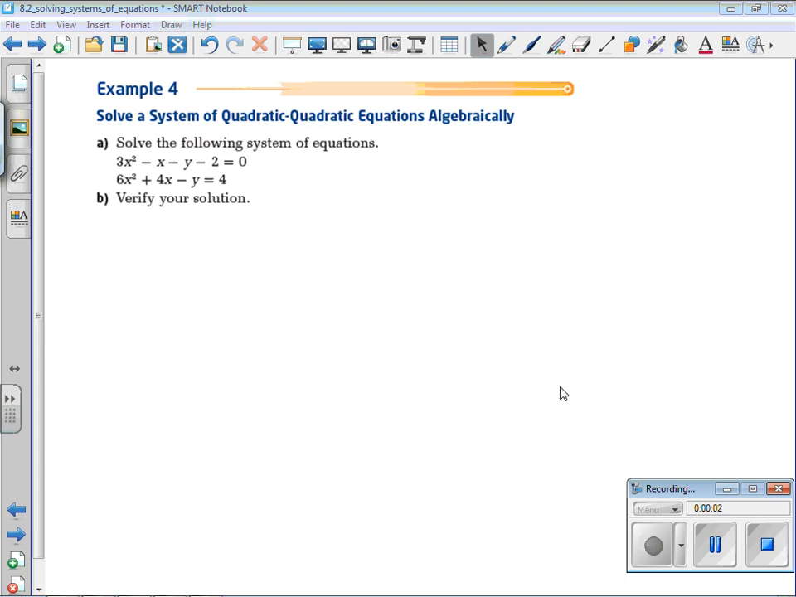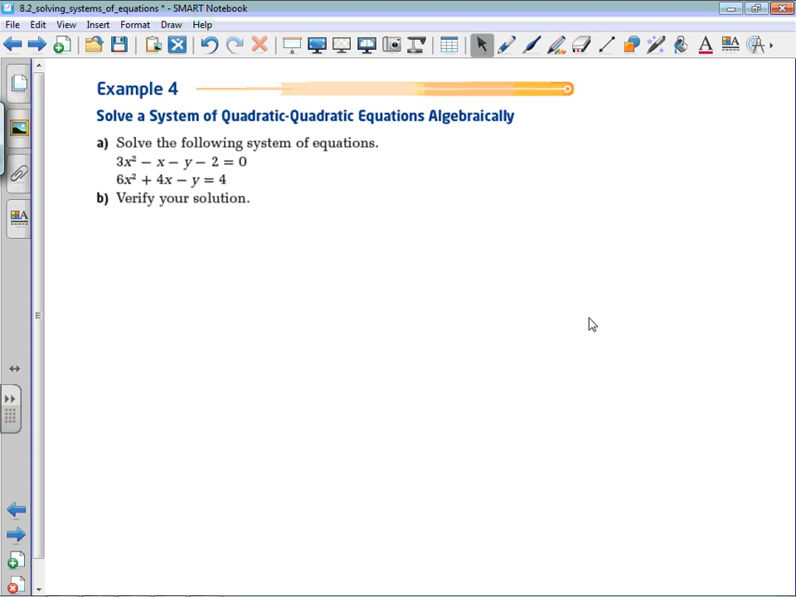All right, welcome to example 4 in 8.2 for Math 20-1. Just another system we need to solve. It's quadratic, which makes it a little trickier, but it is set up for elimination. And the reason that I say that is that the coefficients on both y variables is -1.